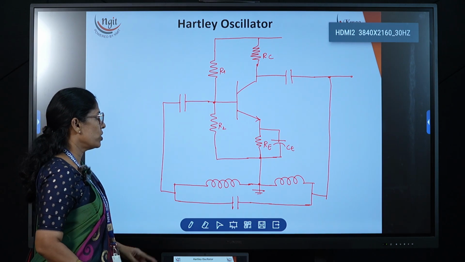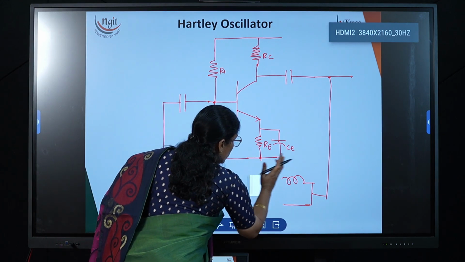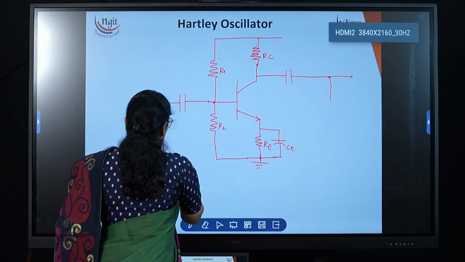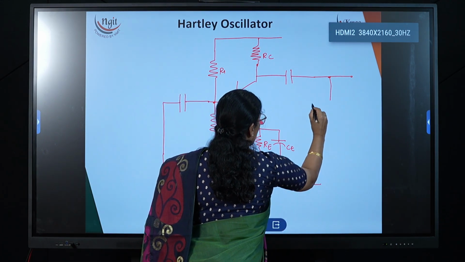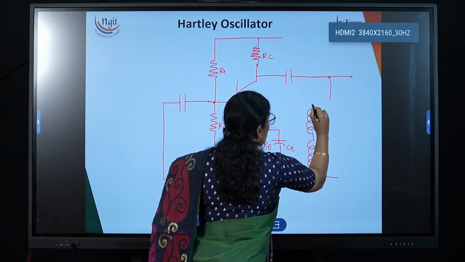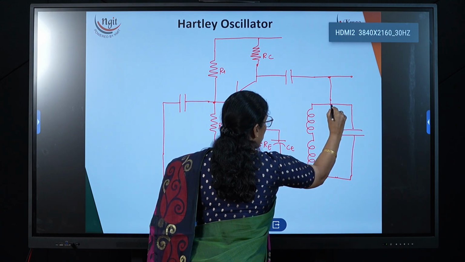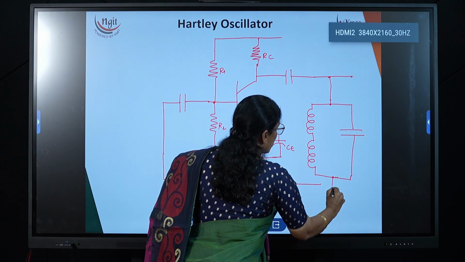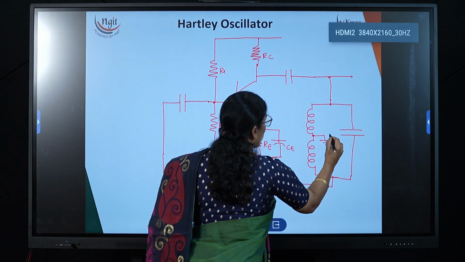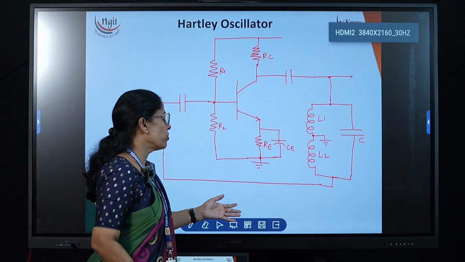This is one way to draw the diagram. In a few textbooks or in the material I have given, the tank circuit can also be taken here. Two inductors I am taking, and these two inductors are in parallel with one capacitor. The output I am applying to the tank circuit or feedback network. This is the feedback network circuit. Here I am applying the ground. So L1, L2, C. This is another way to draw the diagram.